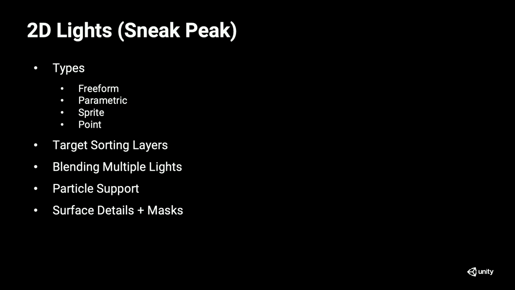So what I'm going to cover is the different types of lights, which we'll look at in the demo. It's much more fun to see them in Unity. We're going to look at how we can use lights to target different layers. We're going to look at the blending options and how lights work together when you've got more of them. I want to show how they work with particles. And then finally, a little section on how to simulate surface detail using masks.